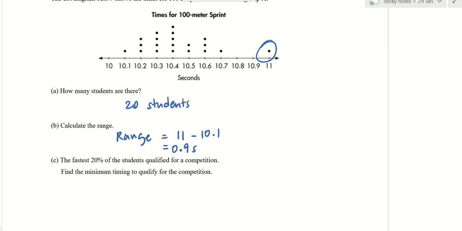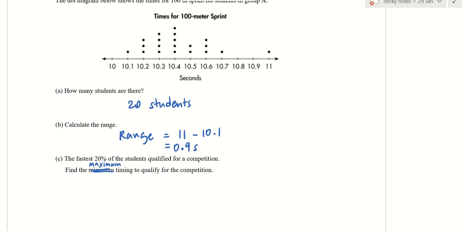Now they tell us that the fastest 20% of the students qualify for a competition. Find the maximum. Okay, it's a typo over here. Should be maximum. Because we want the fastest people, right? So we want people with very small timing. We want the top 20%, the shortest 20% of the timing.